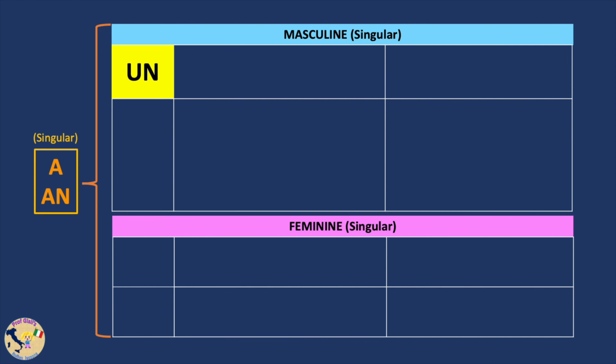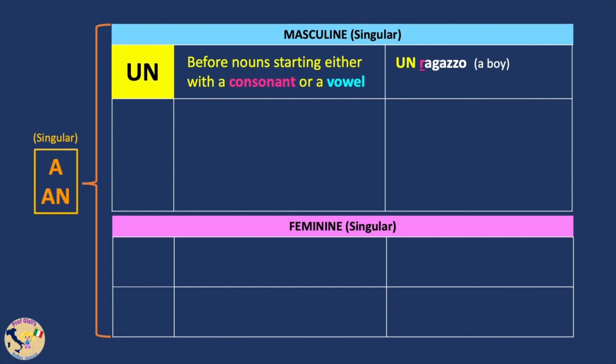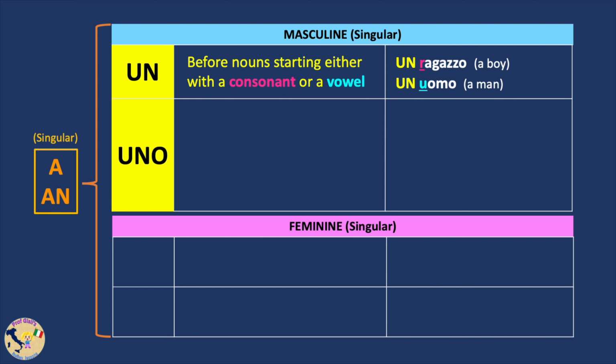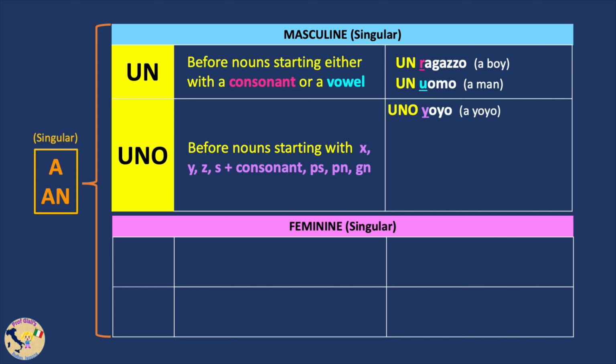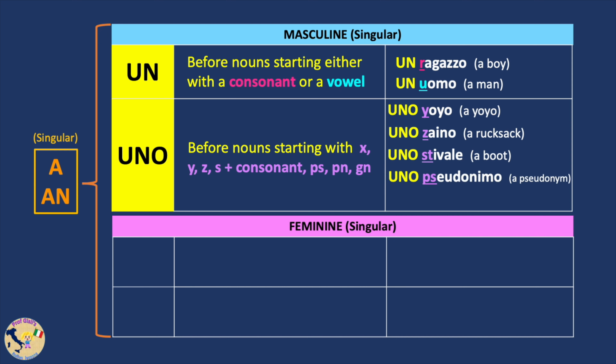Indefinite article un is used in front of masculine nouns starting either with a consonant or a vowel. For example, un ragazzo, un uomo. Whereas uno is used before nouns starting with x, y, z, s plus consonant, ps, pn, and gn. Here are some examples. Uno yo-yo, uno zaino, uno stivale, uno pseudonimo, uno gnocco.